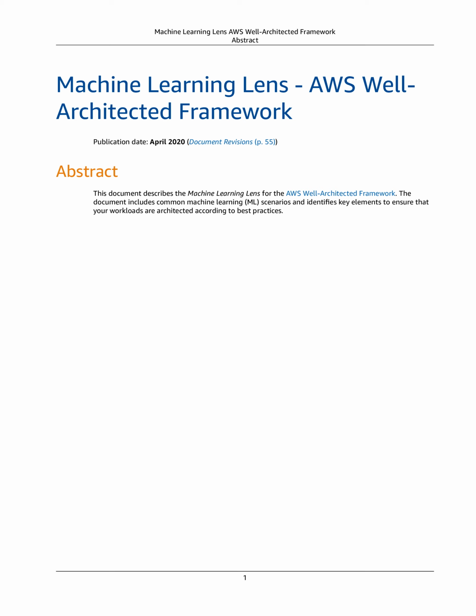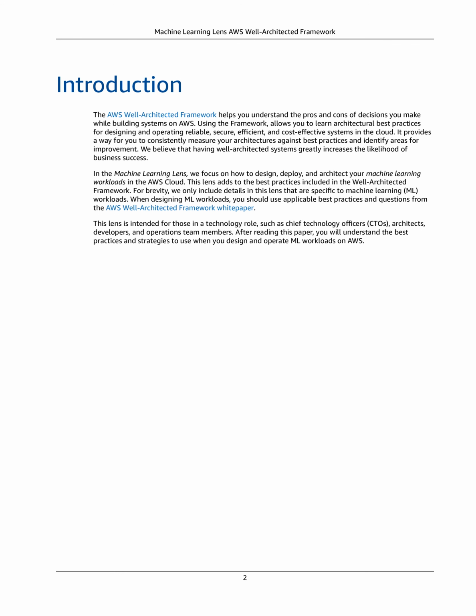Abstract. This document describes the machine learning lens for the AWS Well-Architected Framework. The document includes common machine learning (ML) scenarios and identifies key elements to ensure that your workloads are architected according to best practices.